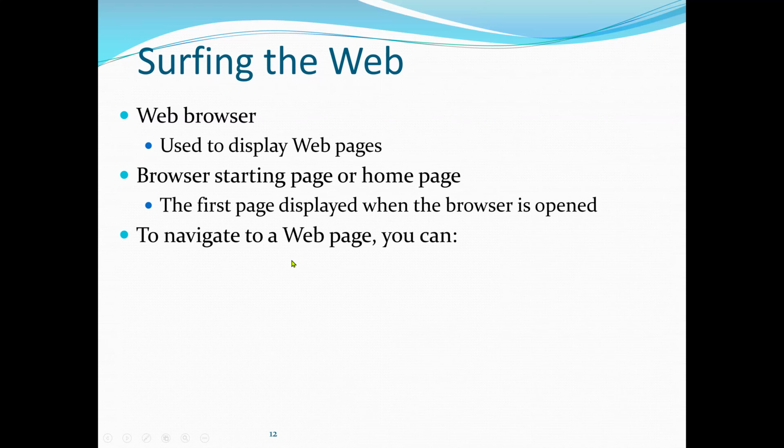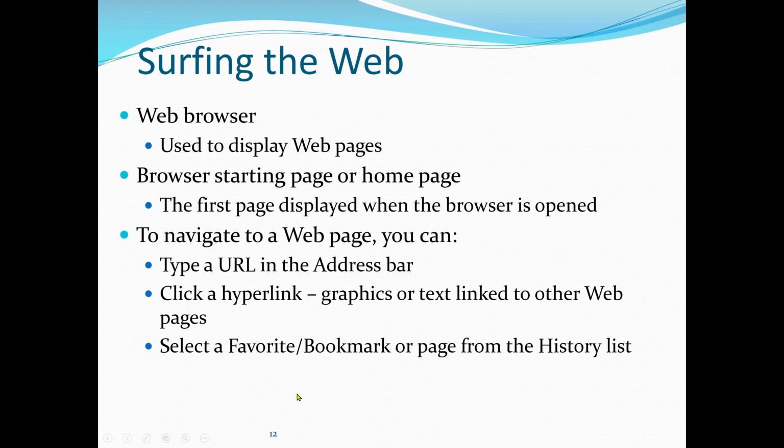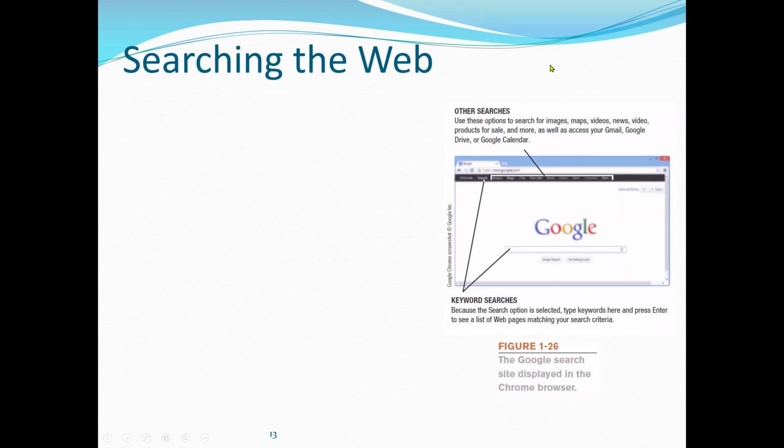To navigate to a web page, you can either type the URL in the address bar or click a hyperlink. It can be graphics or text links to other web pages. You can also select a favorite or bookmark, or pages from the history list. In this example, we have the address, and these are all the links. And this is the Google website, the homepage for a search engine.